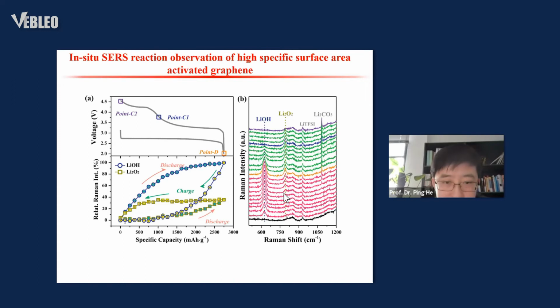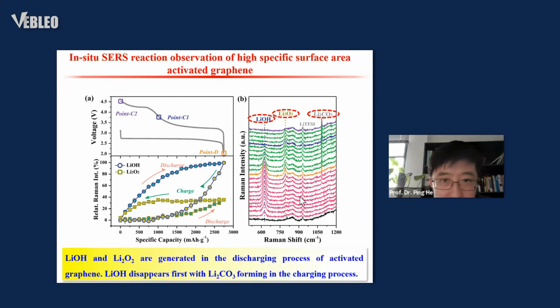So we can conclude that in the lithium oxygen battery with the activated graphene with oxygen, lithium hydroxide and lithium peroxide are generated in the discharge process. Lithium hydroxide disappears first, with lithium carbonate forming in the charging process.